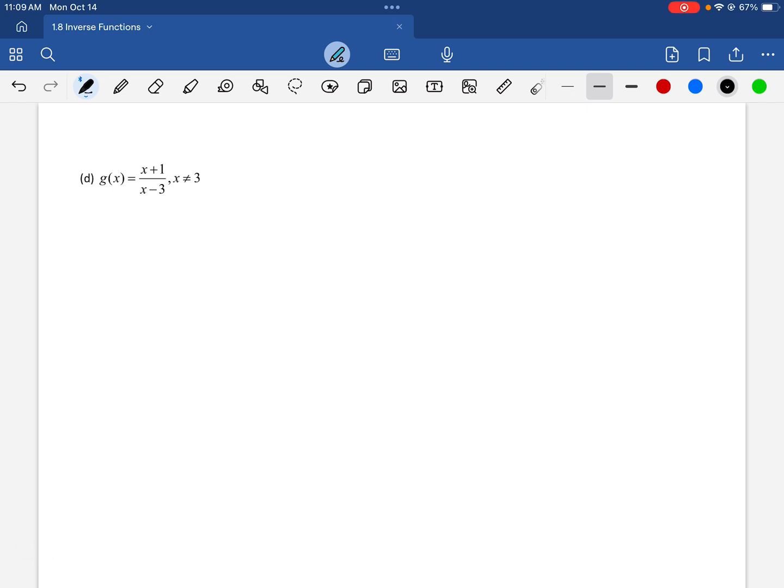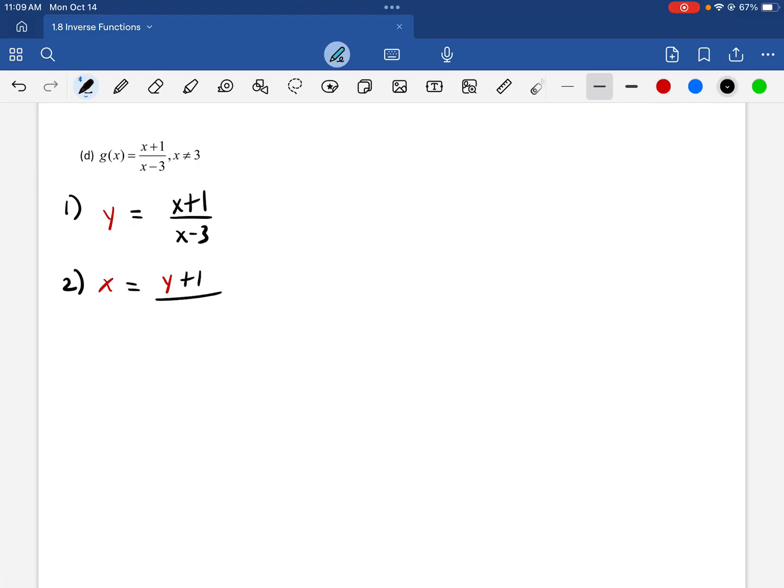And then one more here, and we'll go through this one together as well. So let's start out by finding that inverse. So we're going to replace that, in this case g of x, with a y. And then we're going to switch our x's and y's. So that's what I did there.